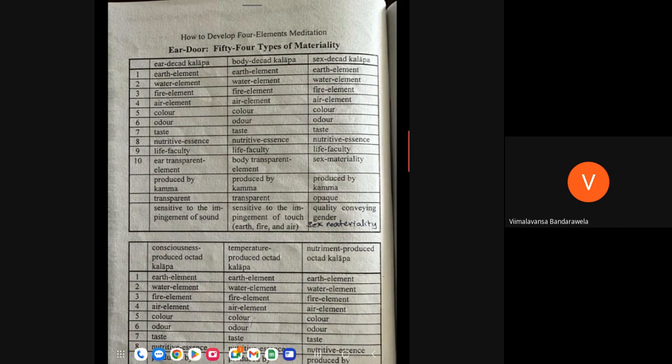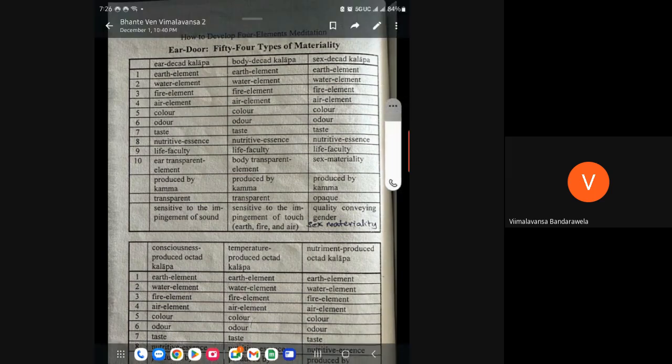So in this way, this is the consciousness produce octad kalapa. And these octad kalapa have 8 types of materiality: earth, water, fire, air, and color, odor, flavor, and the nutritive essence. In that way, you need to understand this is the consciousness produce octad kalapa.